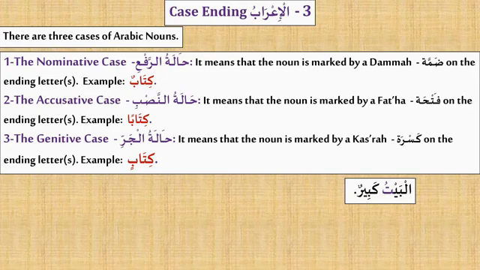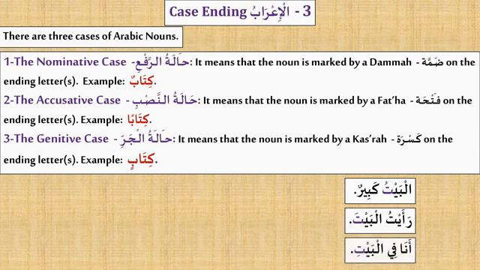If we give an example in a sentence, al-baytu kabir, the house is big. The word bayt gets dhamma in this sentence because it is the subject. Subjects get dhamma. The second example, ra'aytu al-bayt, I saw the house. The word house, al-bayt, gets fatha in this sentence because it is the object. Objects get fatha in Arabic.